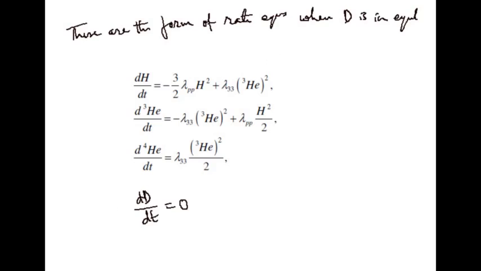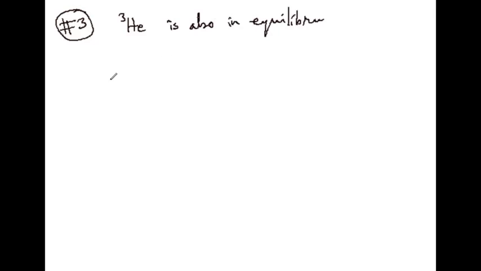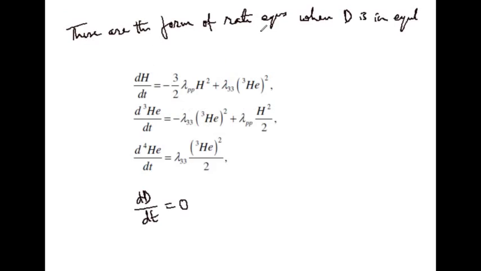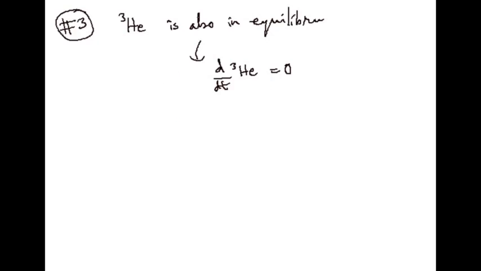Fine. Okay. Now we will move forward and consider the case when 3 helium is also in equilibrium. Again, since this is in equilibrium, d/dt of 3 helium is equal to 0, and from the rate equation we can write this one, right? So this is what we obtained when deuteron was in equilibrium. Now we will use this equation and put this equal to 0, right? So this is what we get, and this will give me the equilibrium abundance ratio of deuteron with respect to hydrogen.